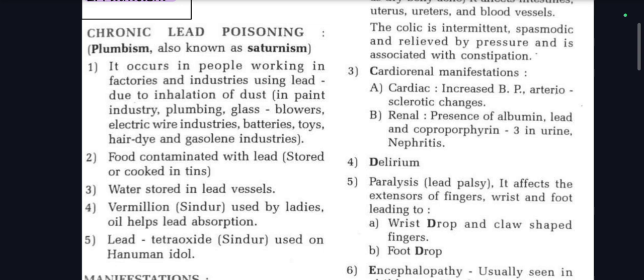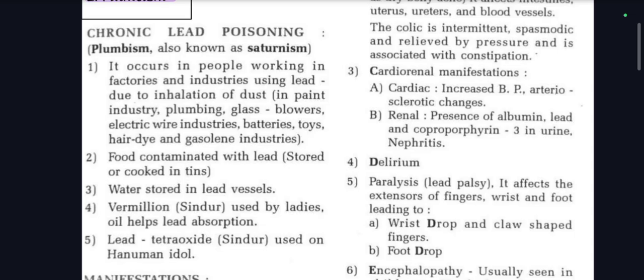So these are some points. We're going to read them fast. Number one point, it occurs in people working in factories and industries using lead, due to inhalation of dust. Then in paint industries, plumbing industries, glass blowers, electric fire industries, batteries, toys, hair dye, and gasoline industries.